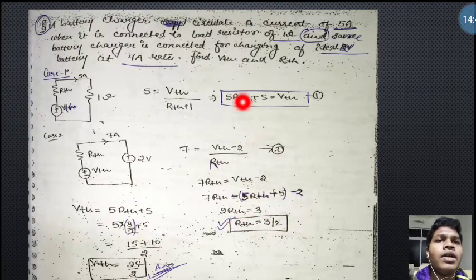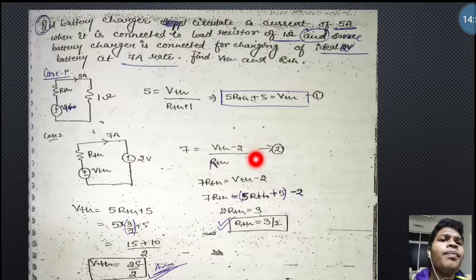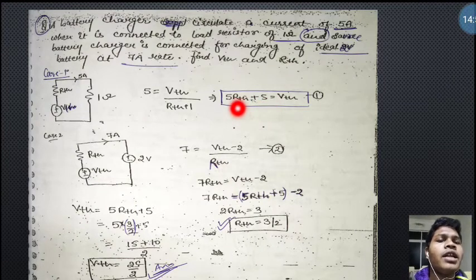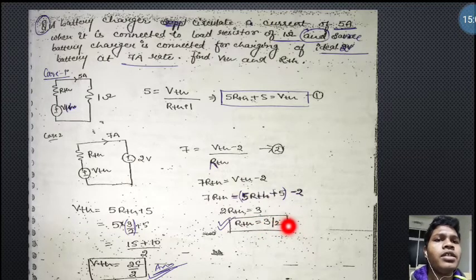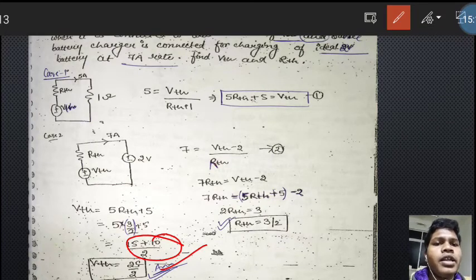Now we need to calculate VTH, that is Thevenin's voltage. In equation number 1 we have VTH equal to 5 RTH plus 5. The RTH value we calculated is 3 divided by 2. Putting it in this equation, VTH is equal to 3 divided by 2 into 5 plus 5. After calculating this equation, we find VTH is equal to 25 divided by 2. Okay, is it clear to you?